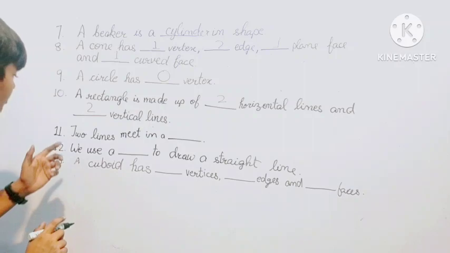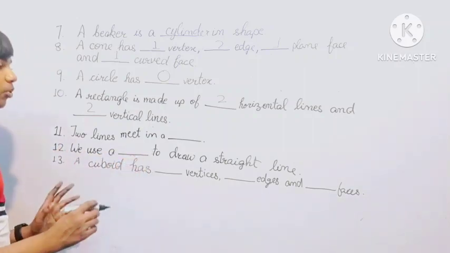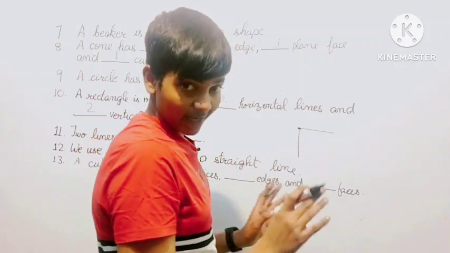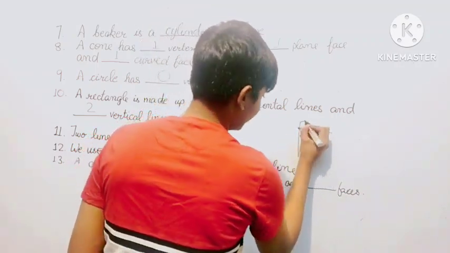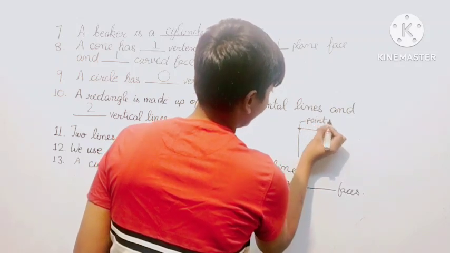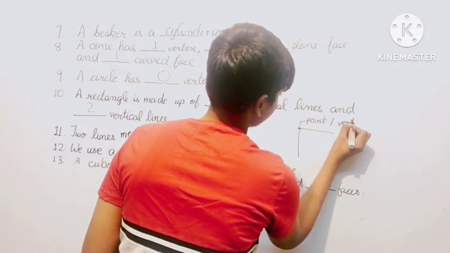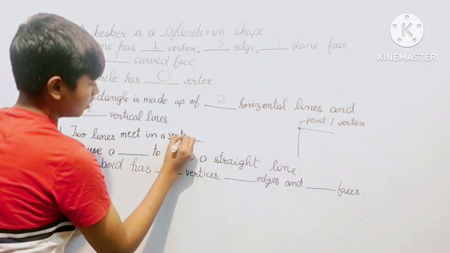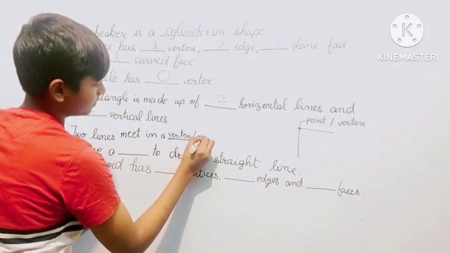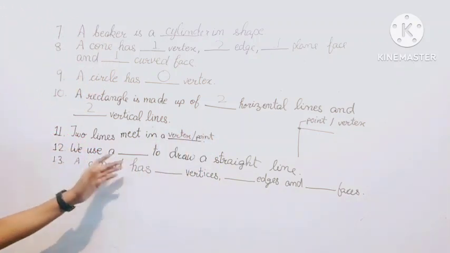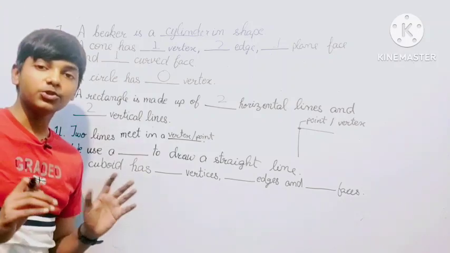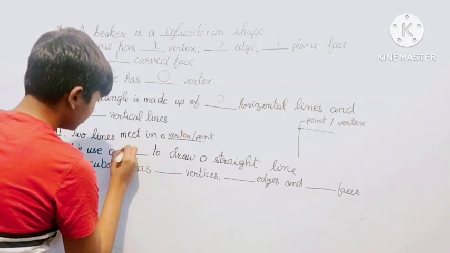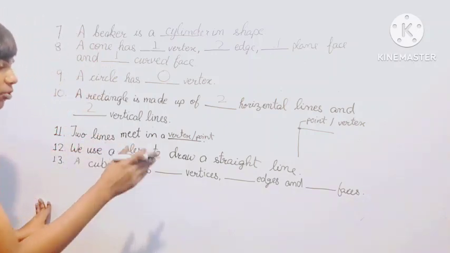Our next question is, 2 lines meet in a dash. We discussed earlier, if 2 lines meet at a point, that means 2 lines can meet at a point, and this point is known as a vertex. So the answer could be vertex or point. We use a dash to draw a straight line. In school we use scales to draw a straight line, and technically we call a scale a ruler. So we use a ruler to draw a straight line.